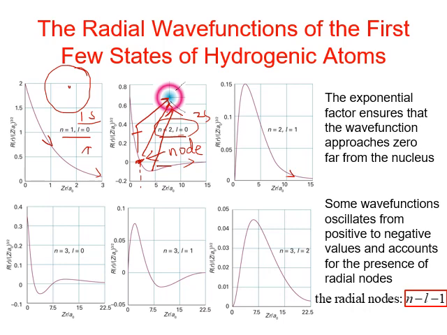Now, in general, the number of radial nodes can be calculated by n minus l minus 1. For example, for the 1s orbital, n equals 1, l equals 0, so 1 minus 0 minus 1 equals 0. So for the 1s orbital, there's no node. For the 2s orbital, 2 minus 0 minus 1 gives you 1 radial node. And for the 3s orbital, 3 minus 0 minus 1, so you have 2 radial nodes. That's here. Okay, 2 radial nodes.